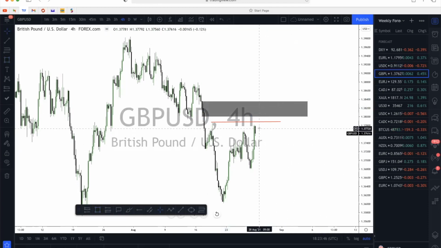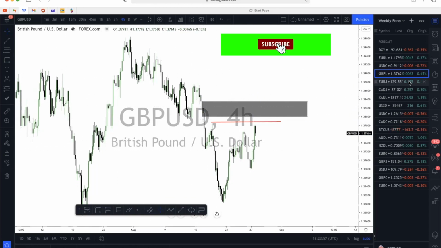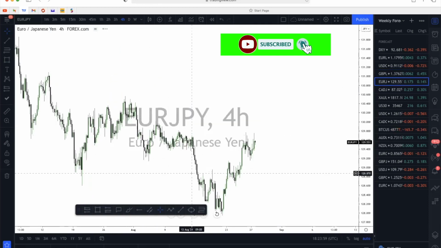So if price will go up first, right, then I will actually be expecting a sell. But if price will just go down, then I will be expecting a buy into this zone again before I would look out for the next price action for me to really go on with. Then the next pair will be EURJPY.